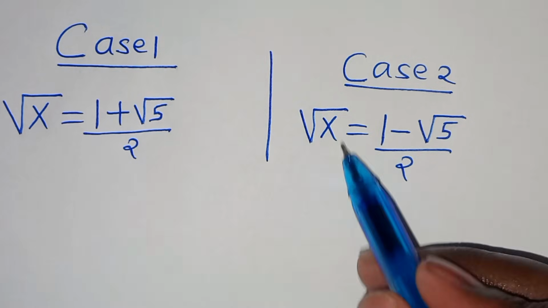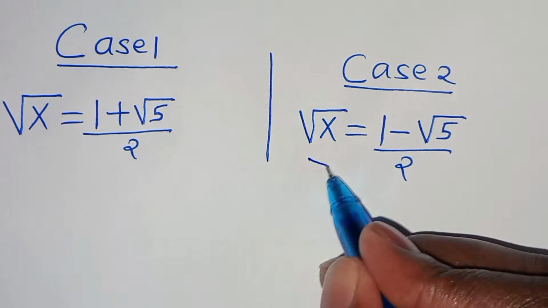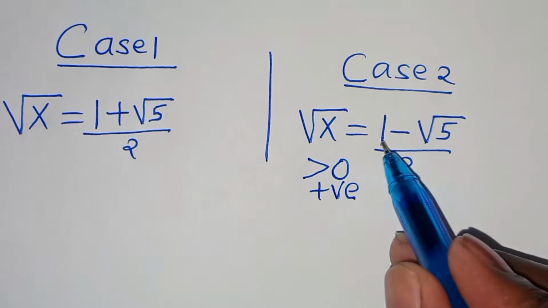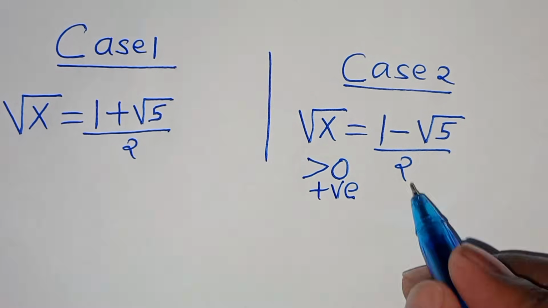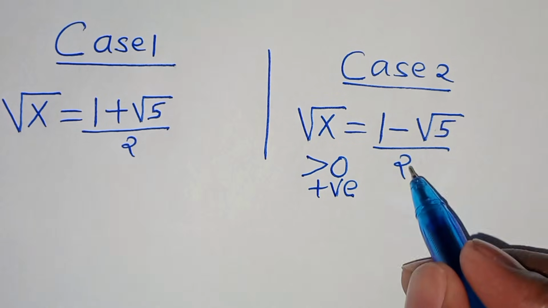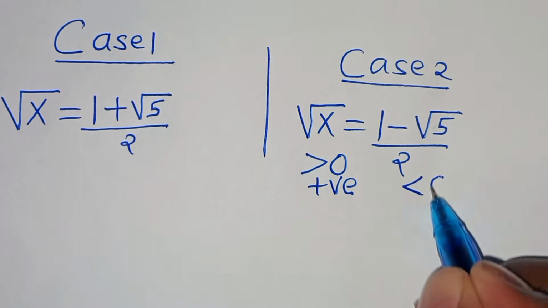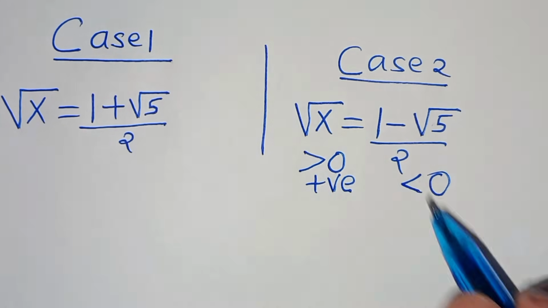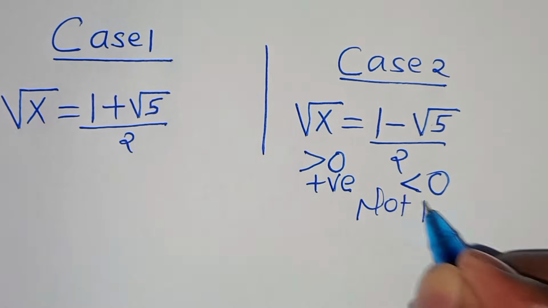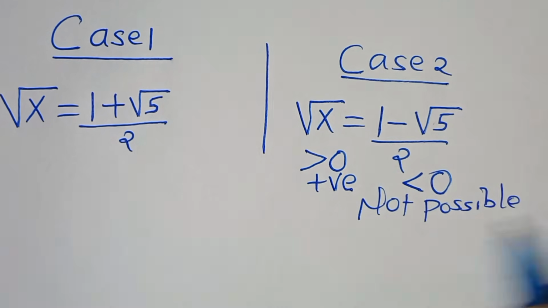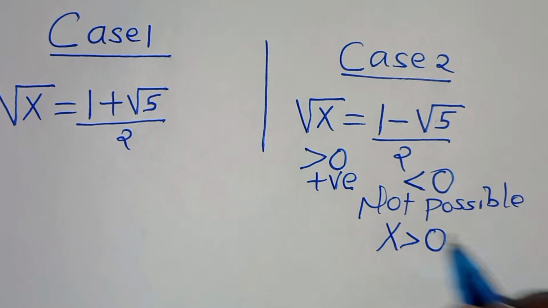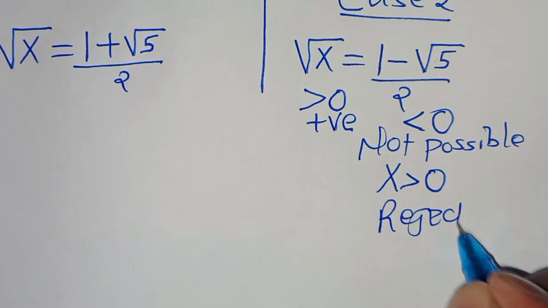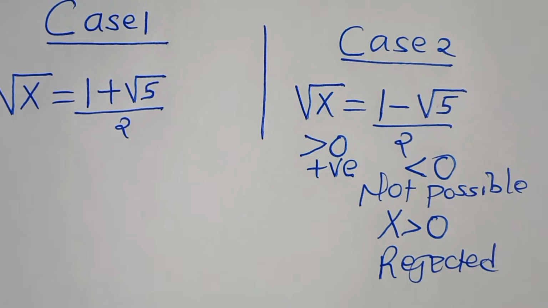Now in case 2 here, the square root of x is actually greater than 0, which means that it is positive. But on the right hand side, we have 1 minus square root of 5 over 2, which is less than 0. So we cannot solve for the value of x here. This is not possible, simply because x is greater than 0. So case 2 is rejected. Let's focus on case 1.